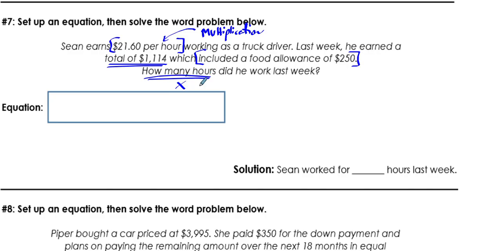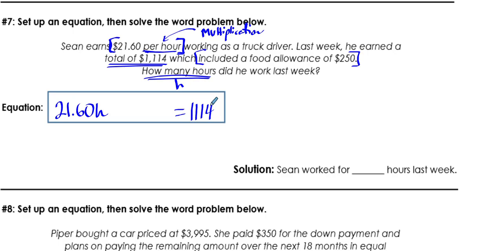So how many hours? The question is always representing the variable. Actually, I'm going to change that variable into an h because we're talking about hours. But the question part, that last sentence, is always going to tell us where our variable is. How many hours? That's the thing that we don't know yet. This part is also really important. It's telling us it's $21.60 per hour. That's telling us where the multiplication's happening. So it's $21.60 times some number of hours. That's how much he's making working as a truck driver. And we know it's going to be a total of $1,114. I know that's going to be at the end of my equation. It's going to equal that total.